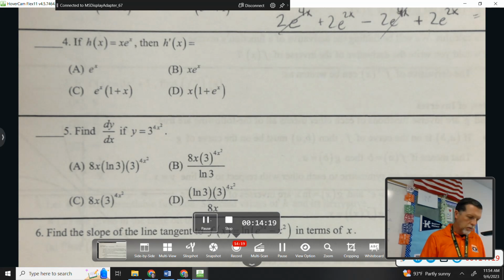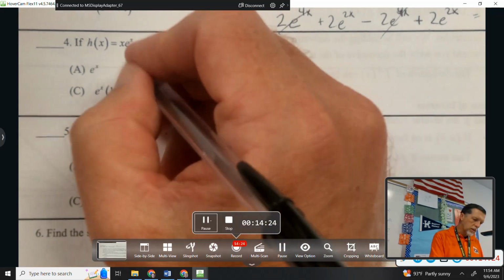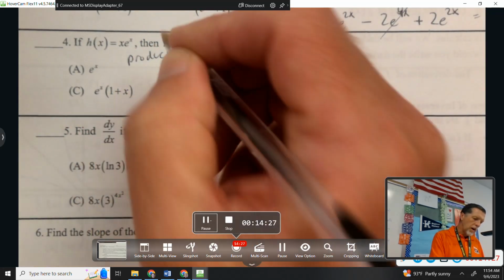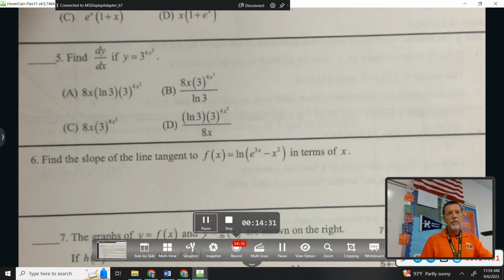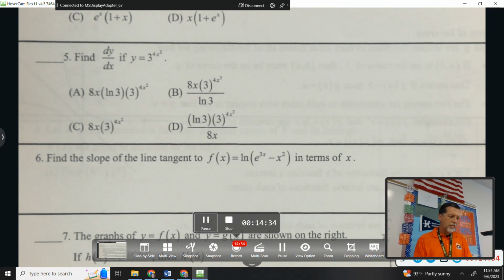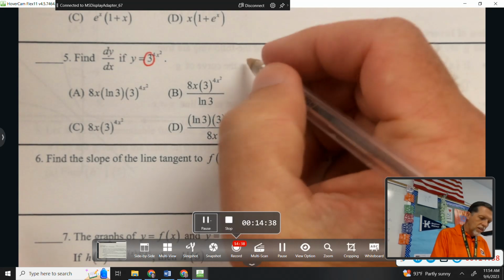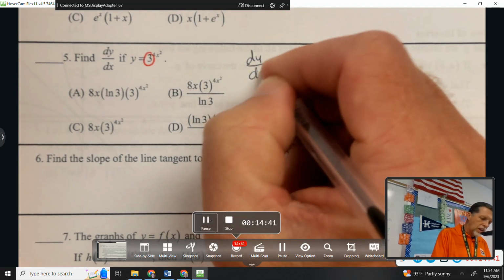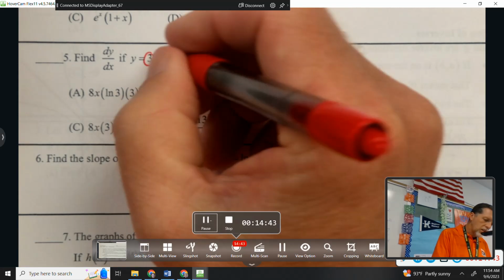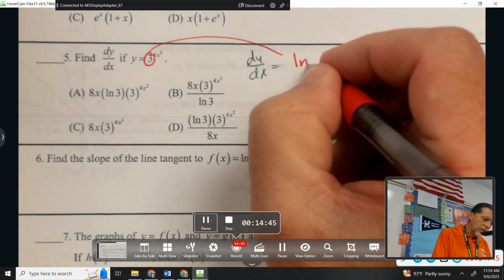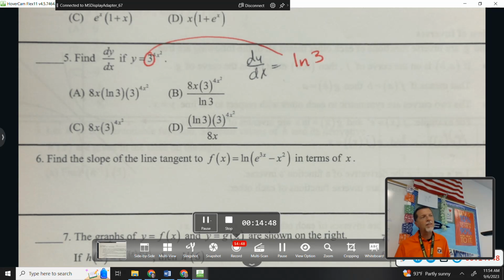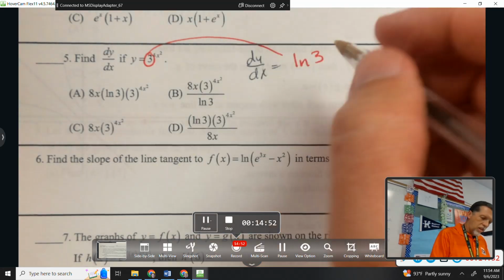What rule for number 4? Product rule. So let's skip that one. Let's do number 5. What's different about number 5 that would make me want to make sure we see number 5? Yeah, that base is a 3 rather than an e. So that means there's just an extra natural log 3 as part of my answer. The rest of it's the same.